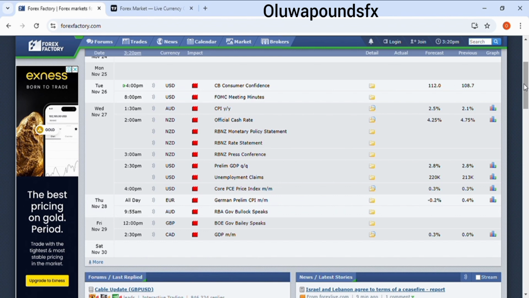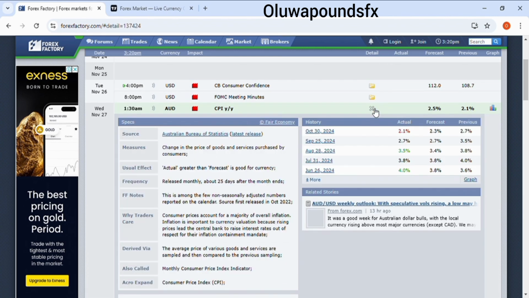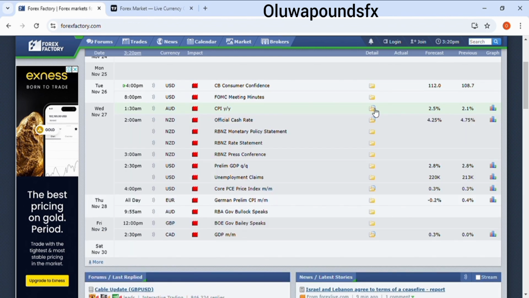So for this week, we'll be looking at CPI of AUD, which is 1:30 in the night. To be released at 1:30 this night. And on Friday, we're expecting to trade GDP of CAD. These are the only 2 news we'll be trading this week.